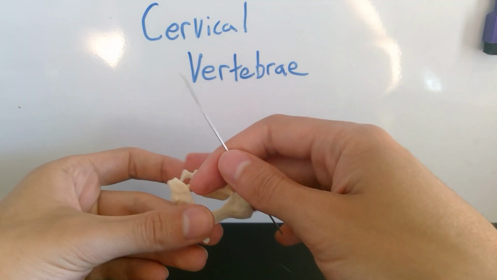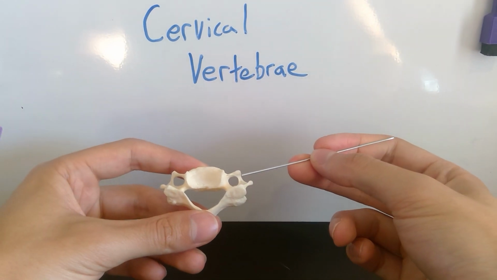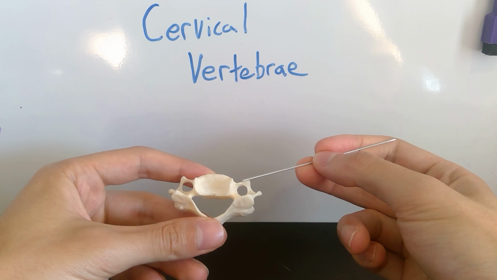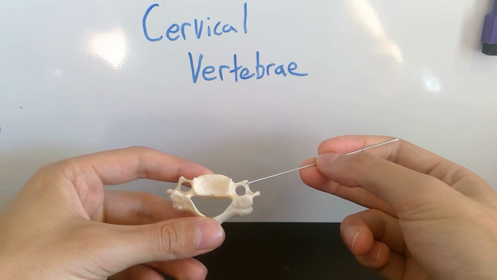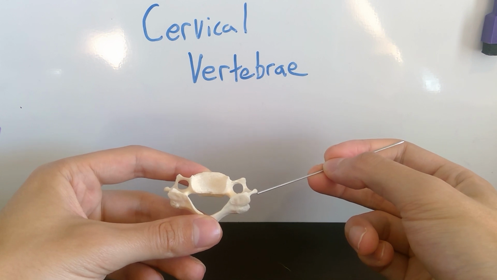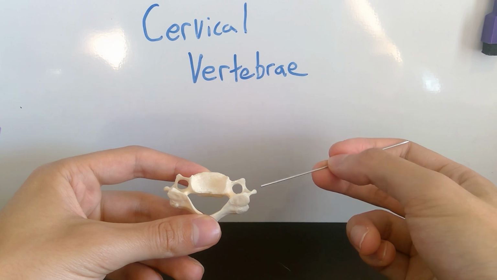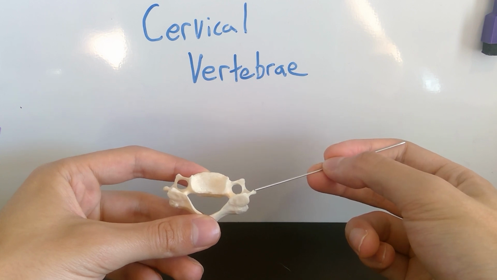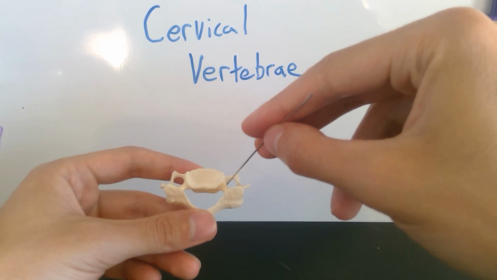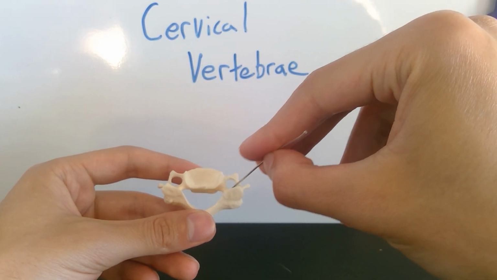Okay. Like C1 and C2, we still have transverse processes, but they're broken up a little bit differently. You have an anterior portion and a posterior portion of the transverse processes, and they're tubercles. So the anterior tubercle and the posterior tubercle of the transverse process. And we still have our transverse foramen, which the vertebral artery will pass through.